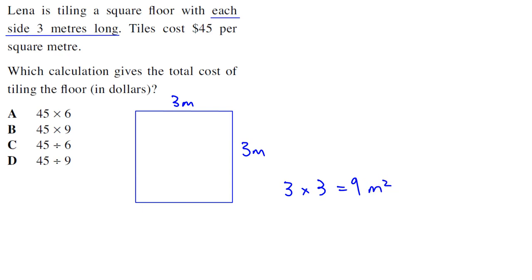Since we know that tiles cost $45 per square meter, to find the total cost of tiling the floor, we would have to do 9, so the meters squared in the room, times 45. How much do tiles cost per square meter? So, we don't actually have to do this calculation ourselves, but the question itself asks us what the actual operation is that we're trying to do. And that is 45 times 9. And so our answer here is B.